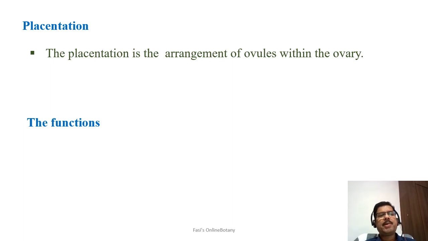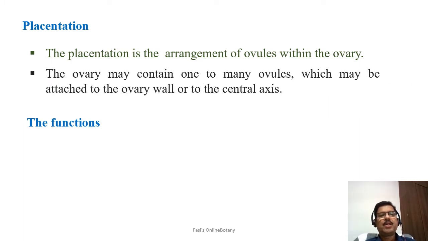What do you mean by placentation? The placentation is the arrangement of ovules within the ovary. The ovary may contain one to many ovules, which may be attached to the ovary wall or to the central axis.